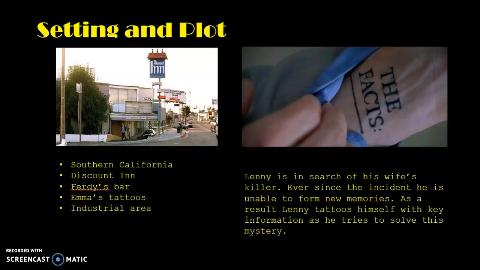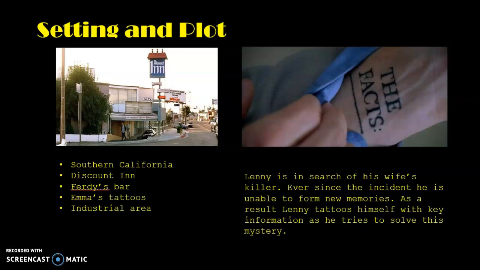But overall, we have places like the Discount Inn. This is where our main protagonist stays. His name is Lenny, which we'll find out here in a second. We also have Ferdy's Bar. This is a local bar where Natalie, another main character, works. We have Emma's Tattoos. This is a place where our main protagonist gets a lot of the tattoos that he actually covers his body in. And then we also have an industrial area, where some murders and different things happen.